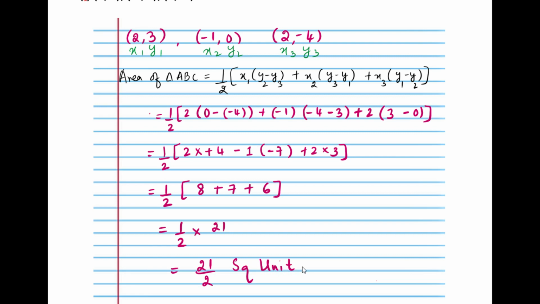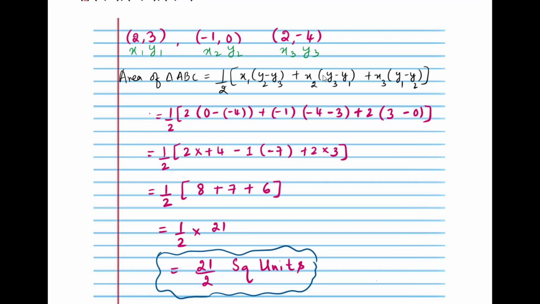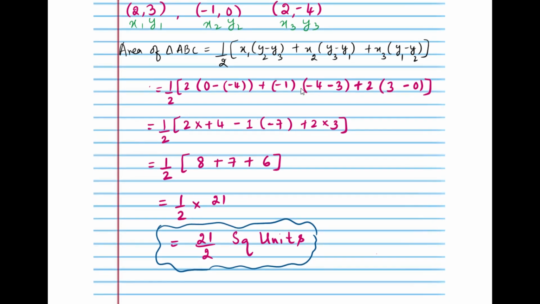Therefore, the area of the triangle formed by the vertices 2, 3, minus 1, 0 and 2, minus 4 is 21 by 2 square units. Put the final answer in the box. That is, area of triangle is 21 by 2 square units. Very simple and easy to score 3 marks. Just you need to remember the formulas, then substitute the coordinates and simplify, you will get the answer.